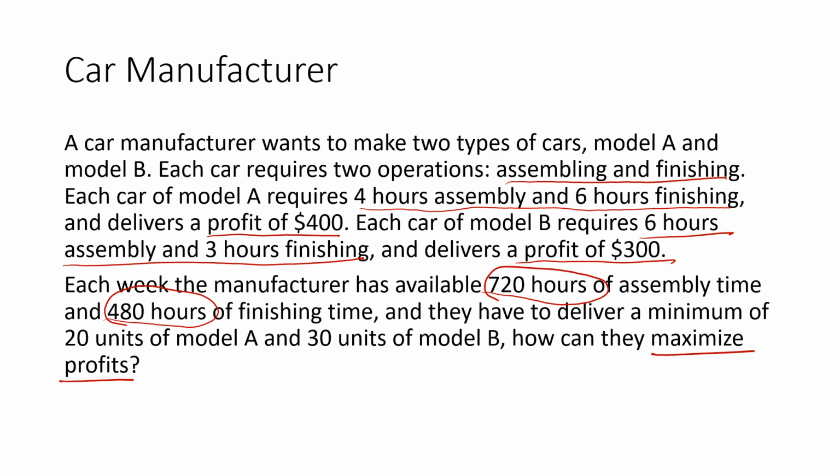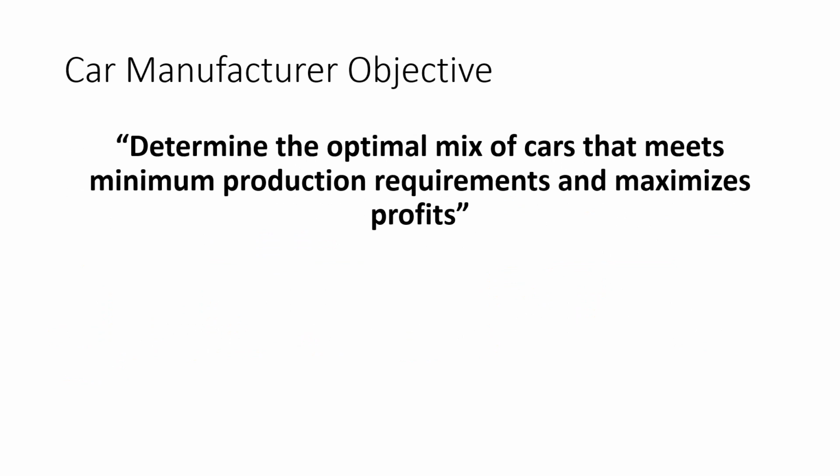But we also have another one. They have promised to deliver 20 units of Model A and 30 units of Model B. So these are going to be our constraints. The things that are holding us back from just making arbitrary decisions, those are our constraints. So for the car manufacturer, let's see how we can turn this into a linear program. First, the objective. Determine the optimal mix of cars that meets minimum production requirements and maximizes profit. That's the overall plan of what we're going to do.